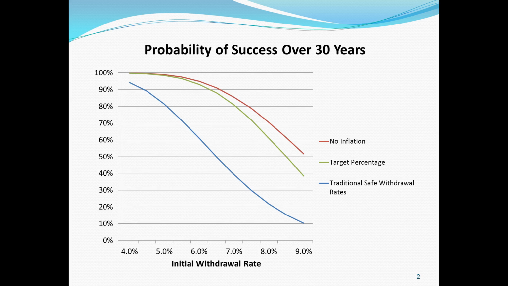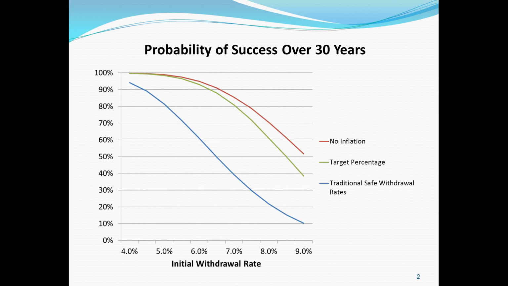This graph shows the probability of success over 30 years of a portfolio invested 50% in stocks and 50% in bonds based on the initial withdrawal rate. The blue line represents what I call traditional safe withdrawal rates, which assumes that you take an initial withdrawal of 4, 5, or 6%, and then each year thereafter you increase the annual withdrawal by inflation.